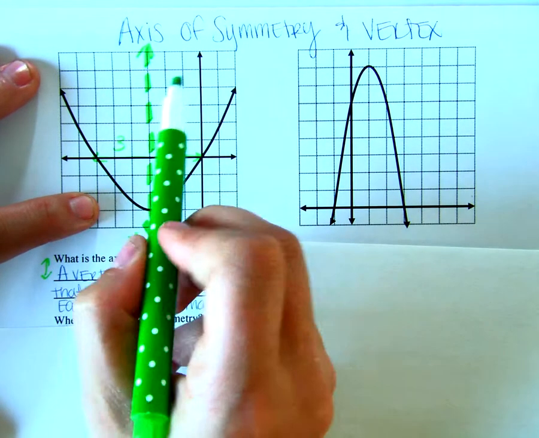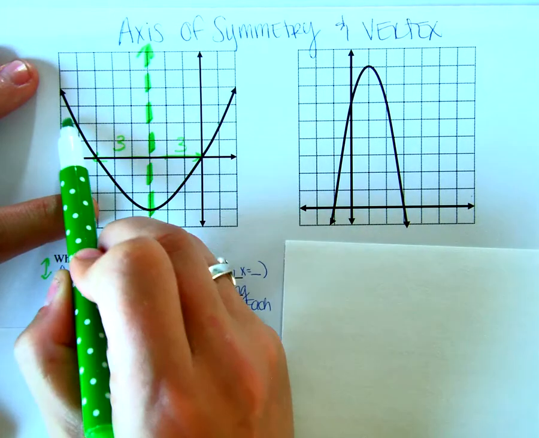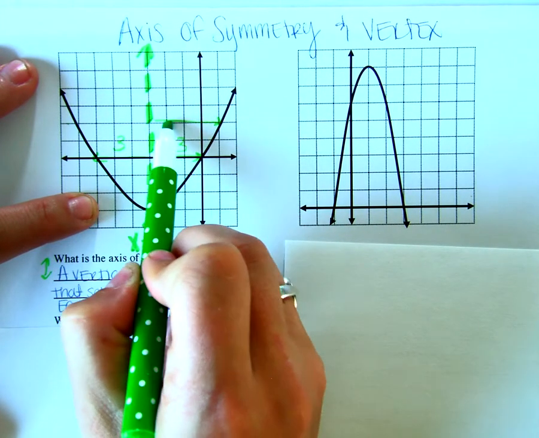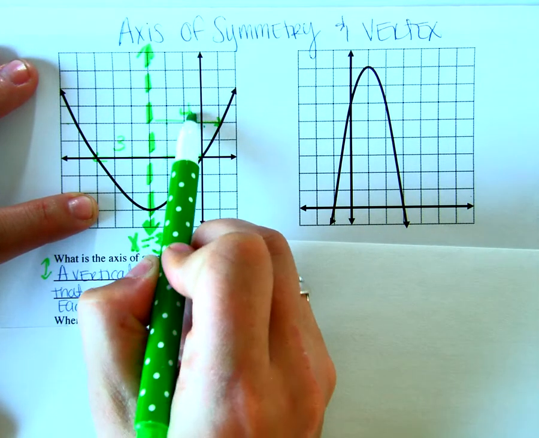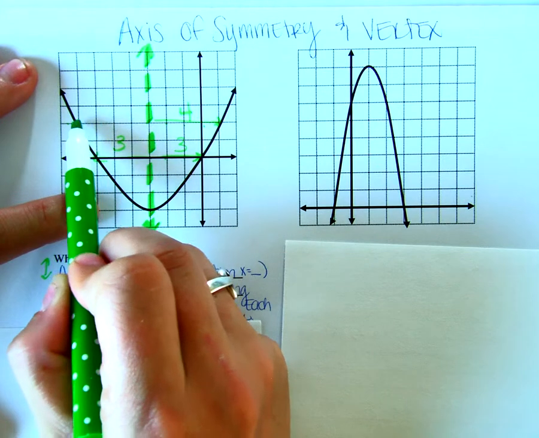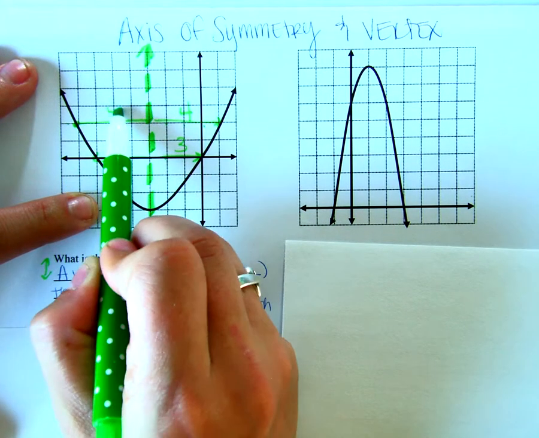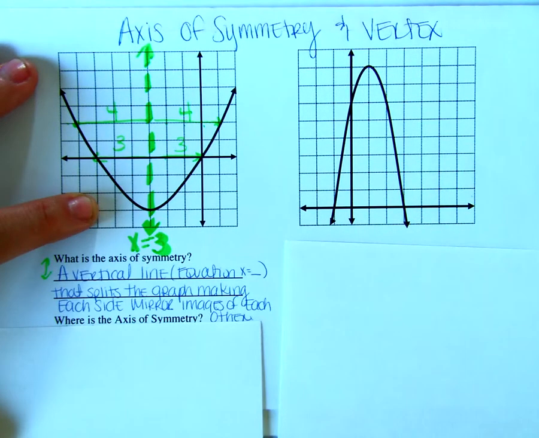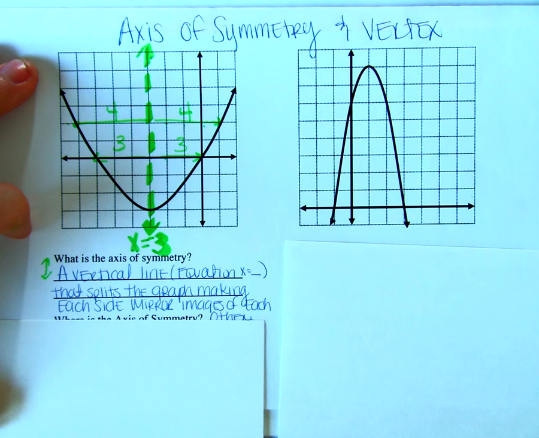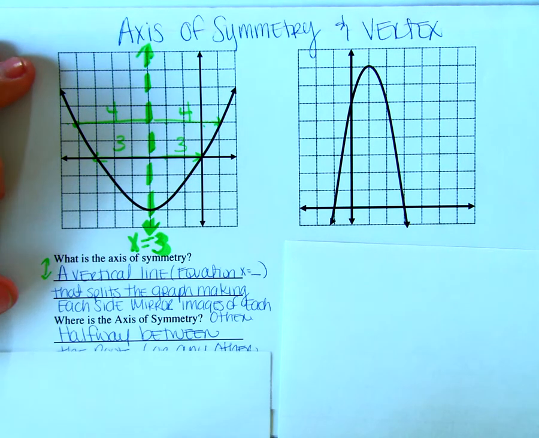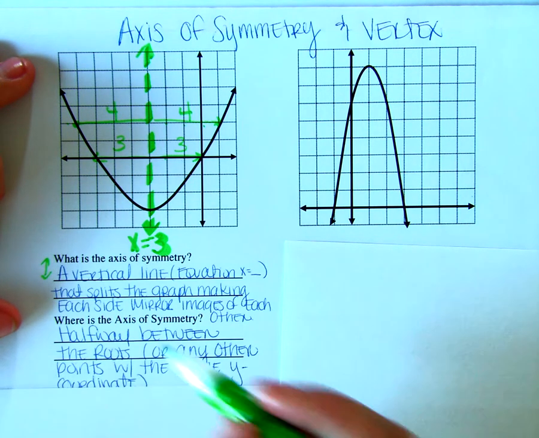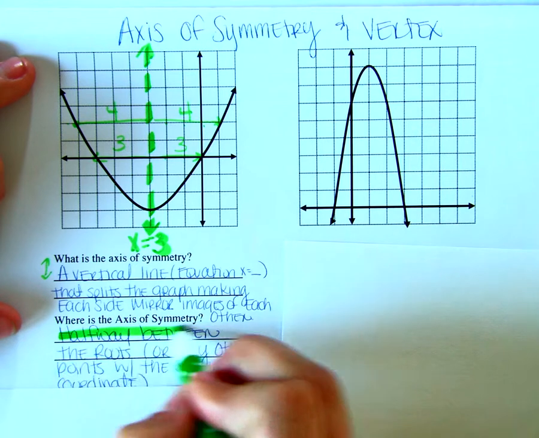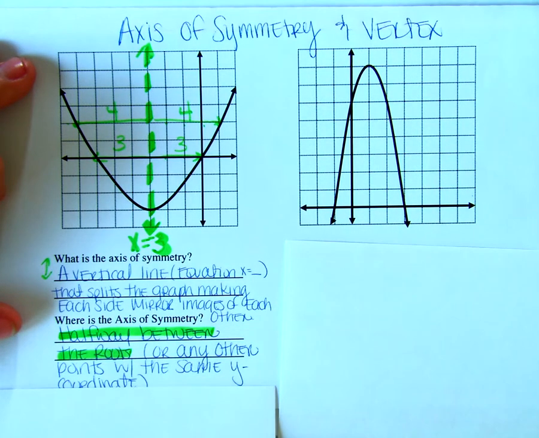Moving up, we'll take, say, these points here. This point is 1, 2, 3, 4 units away in one direction, so guess what? This point is 4 units away in the other direction. Okay, so it's always halfway in between. So where is the axis of symmetry? It will always be halfway between the roots, or really halfway between any points with the same y coordinate.